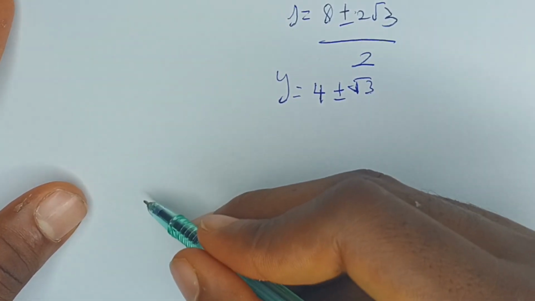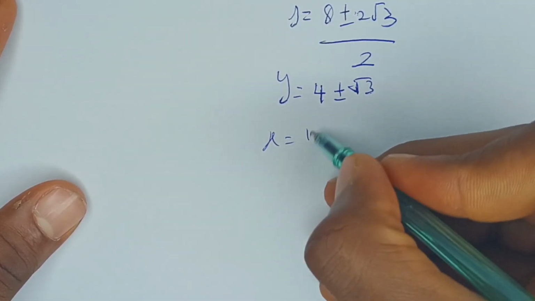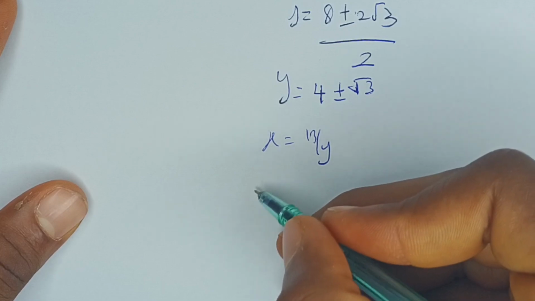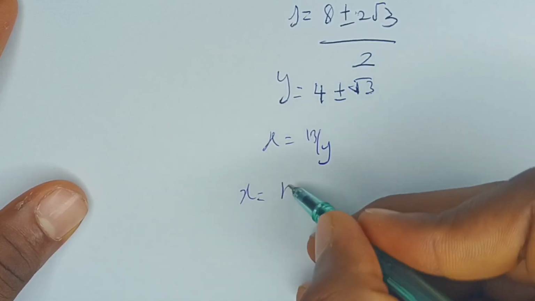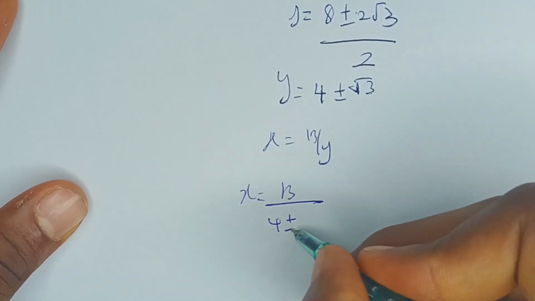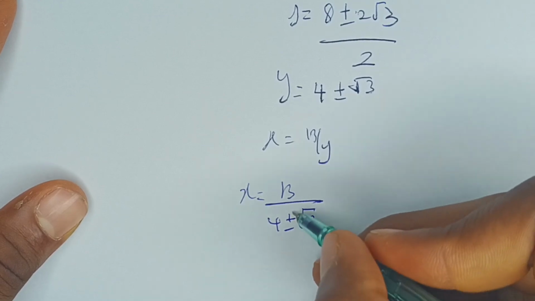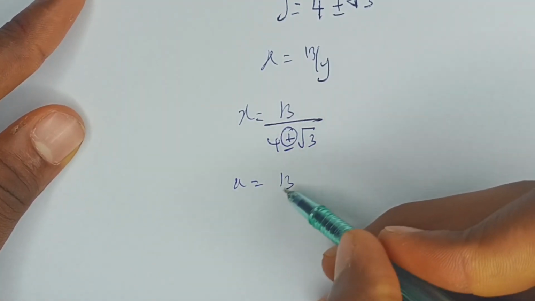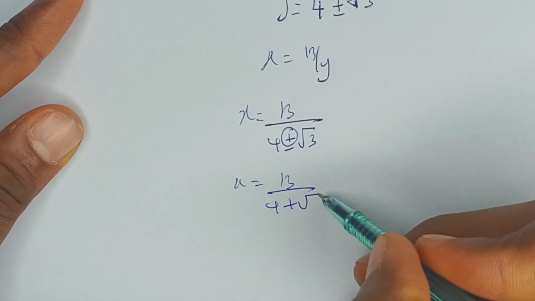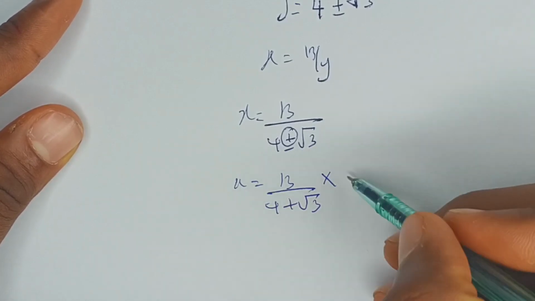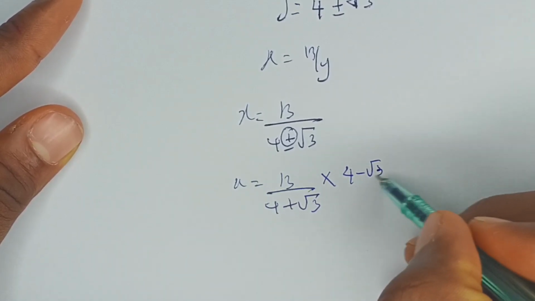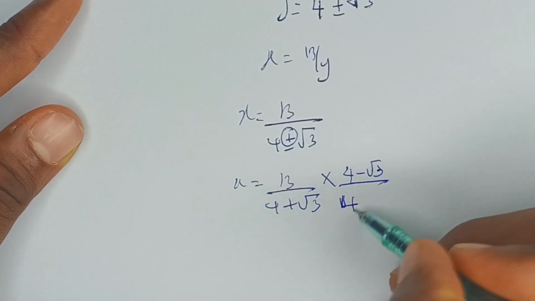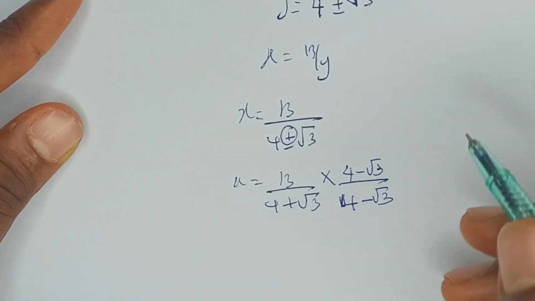But then recall that x is equal to 13 over y. Hence, we now have that x is equal to 13 all over 4 plus or minus root 3. Now let's test for when it's plus. So we have that x will be equal to 13 over 4 plus root 3, multiplied by 4 minus root 3 all over 4 minus root 3.